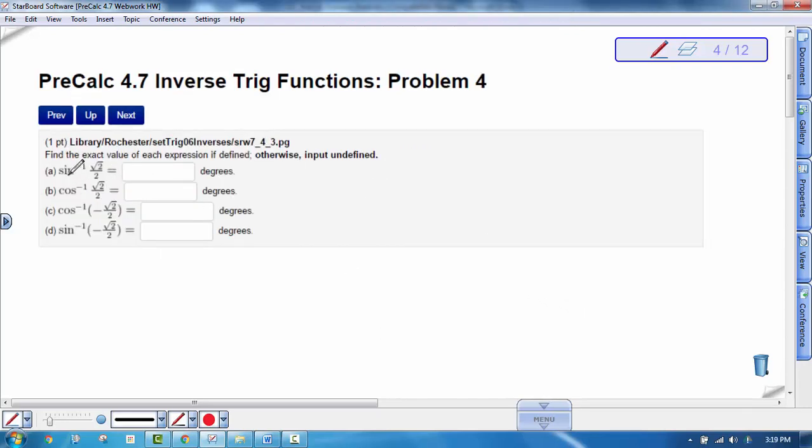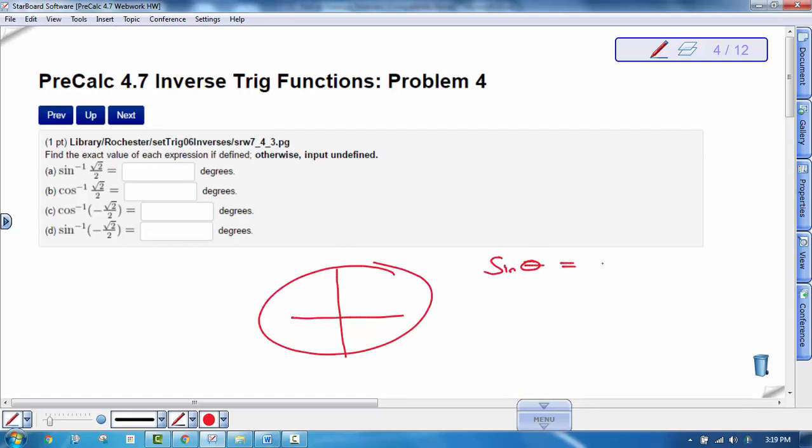Okay, the next problem says find the exact value for each of these. So the first one is inverse sine of square root of 2 over 2. So let's look at that in the unit circle. That really means the sine of some angle equals the square root of 2 over 2. So where is that at? Well, that's right here on our unit circle, 45 degrees. And just double check that works, because understand what you're getting out of this, 45 degrees.